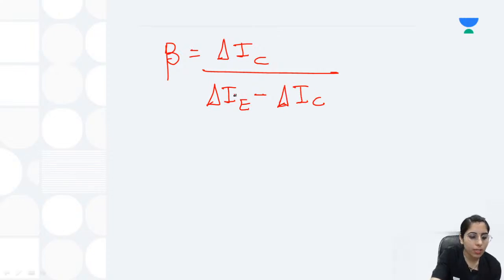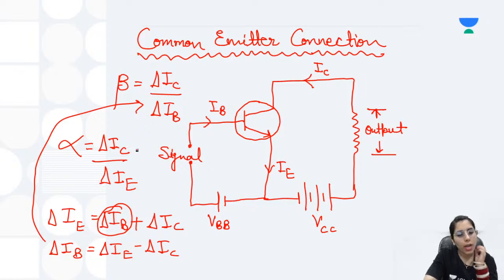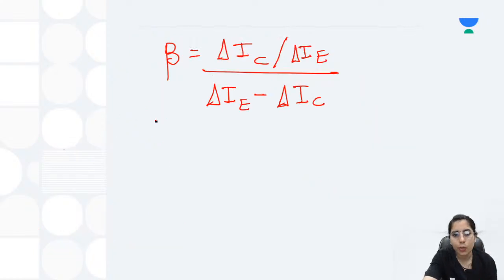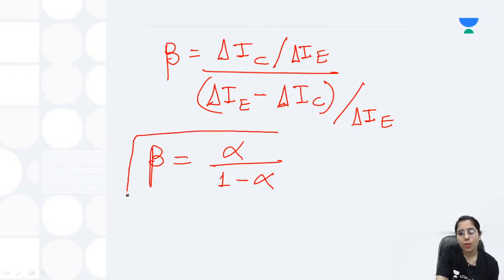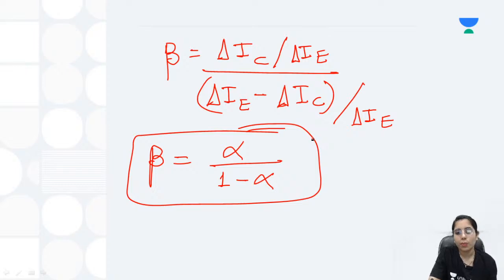Once you consider it this way, just divide the numerator and denominator by delta IE. The reason behind it is that you already know that alpha is delta IC upon delta IE. So if you divide the numerator by that, it becomes the alpha expression. It will give you alpha upon delta IE upon delta IE, that's 1, minus delta IC upon delta IE, that's again alpha. So beta is equal to alpha upon 1 minus alpha. That's what you will get.